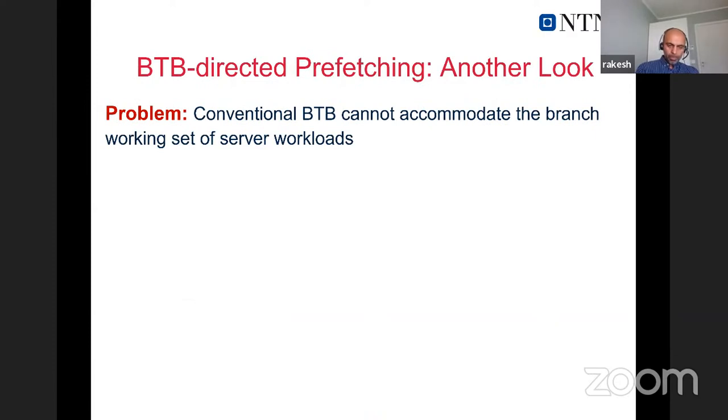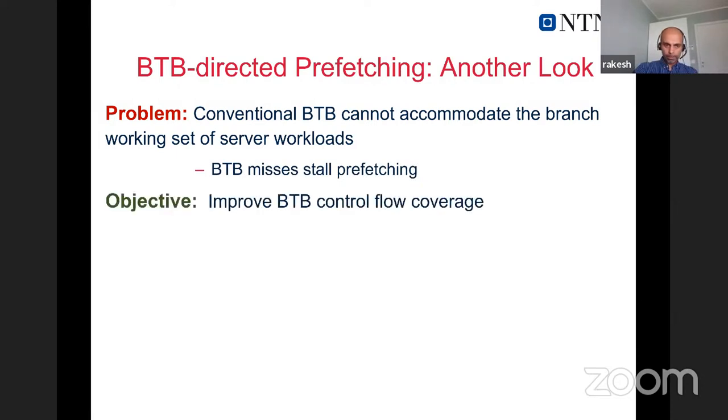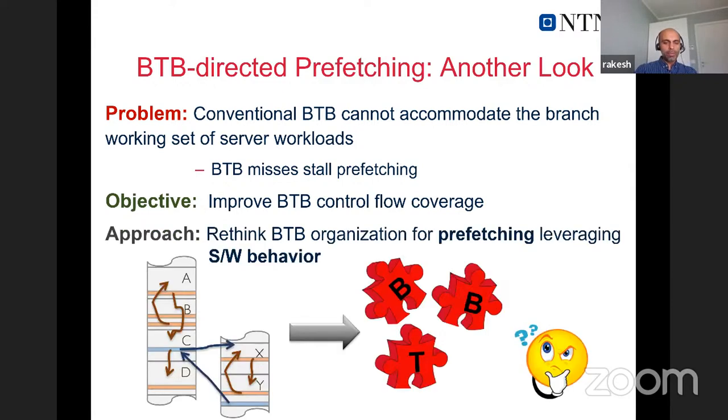So to summarize, the problem is that the BTB is not able to accommodate enough branches for the branch working set of applications. And as a result, there are BTB misses that stall prefetching in Boomerang. So our objective is to improve the control flow coverage or branch coverage in the BTB. And the way we do it is by analyzing the software behavior and then redesigning our BTB for prefetching.